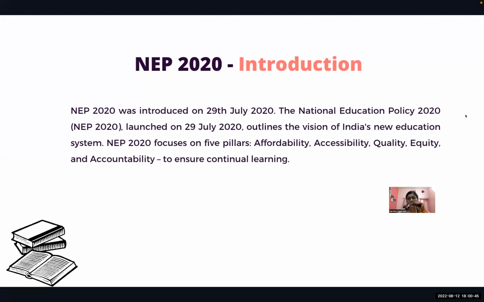Today's policy, which we call the NEP rather than NPE, is basically the National Education Policy and not the National Policy of Education as the earlier policy. It's a revision. And the government will revise this policy again by 2030, and again by 2040, 50, 60, and so on.